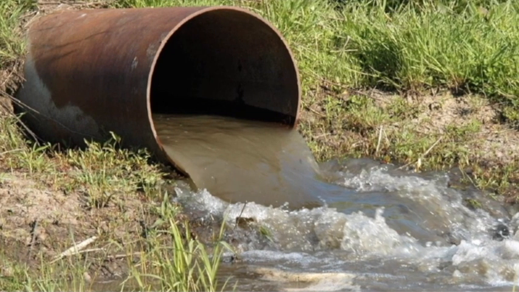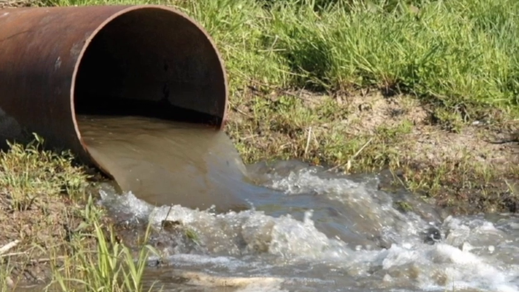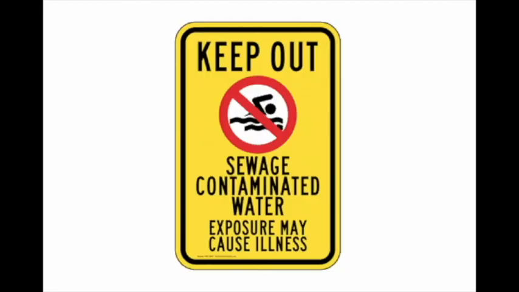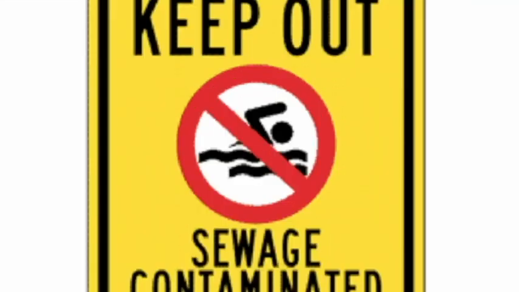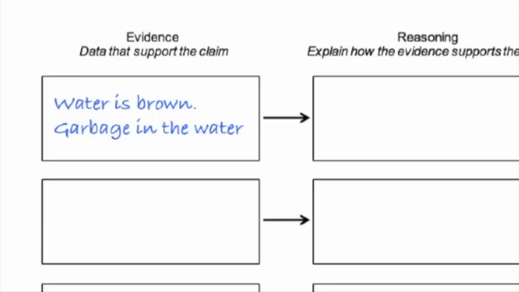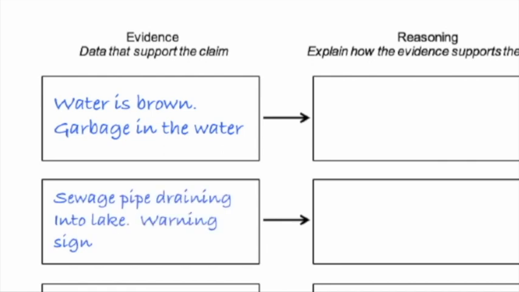We see this pipe that's discharging brown water into the lake. Next to the pipe, we see a sign that says, "Keep out, sewage contaminated water. Exposure may cause illness." There's a little no swimming sign at the top. Let's add that to our evidence. Our evidence is getting stronger.